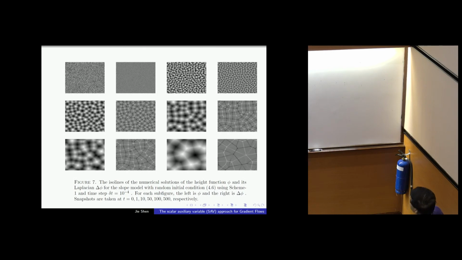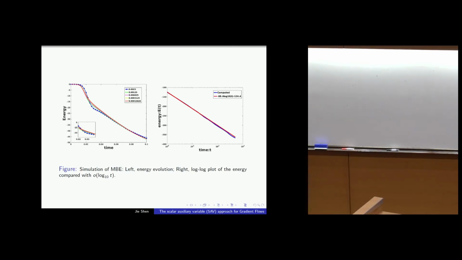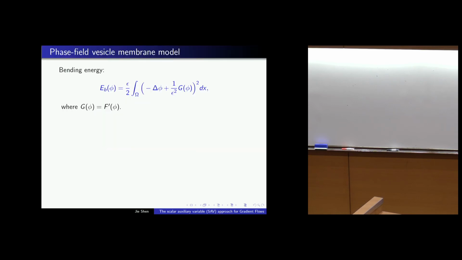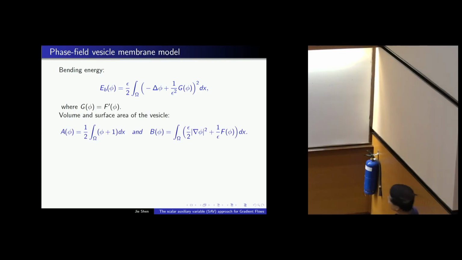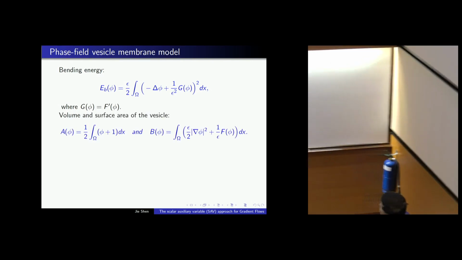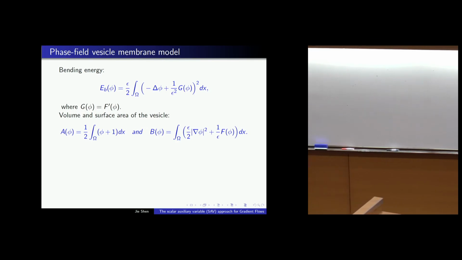So here are some typical coarsening results, and the coarsening rate, which matches with the expected log rate, etc. Here's a vesicle membrane model that Charlie mentioned yesterday, and here we only deal with the bending energy without the line energy. With line energy, it's a little bit more complicated. So you have this bending energy, and you have this volume and the surface area constraint. You want the volume and the surface area to be conserved.